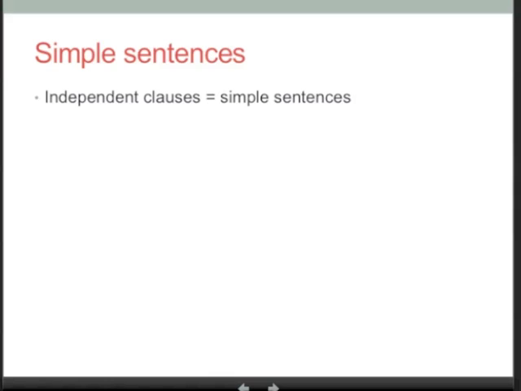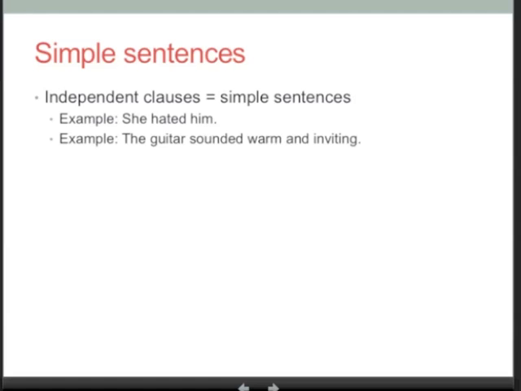And as I mentioned earlier, simple sentences are synonymous with independent clauses. And if you recall, that means that there's a subject, a verb, and a complete idea. So only one subject performing one action, and it projects a complete idea. So she hated him, the guitar sounded warm and inviting, but that doesn't mean that the sentences have to be so short.